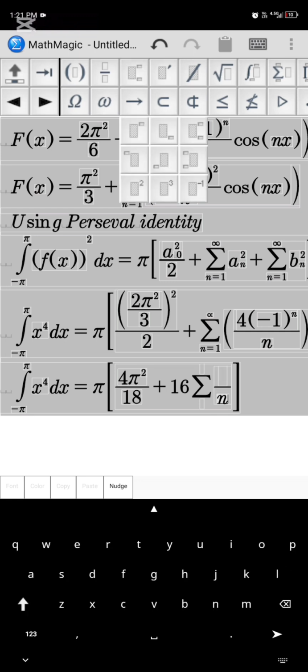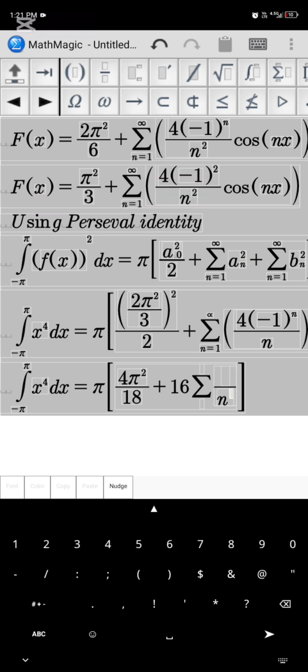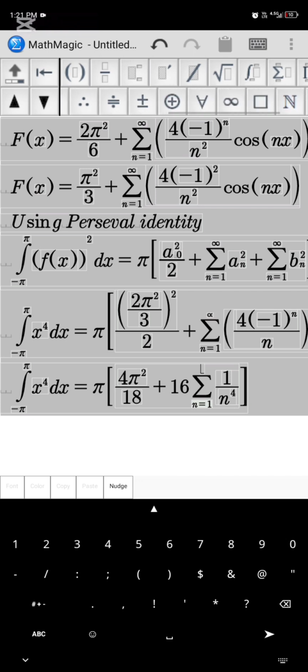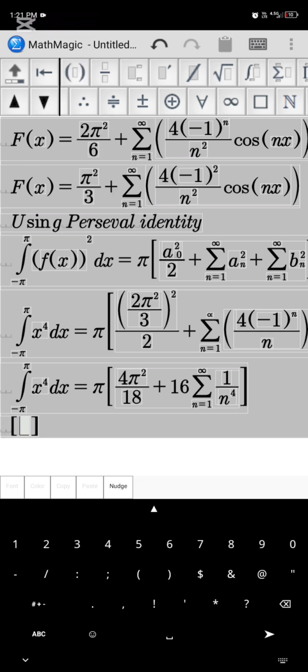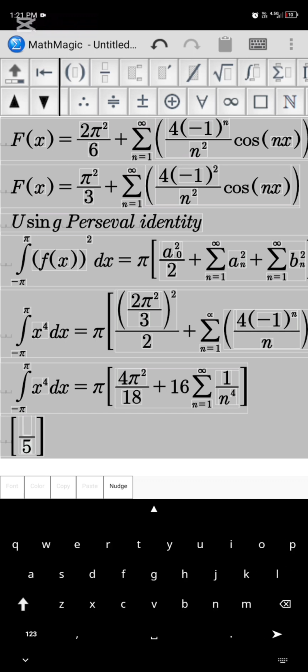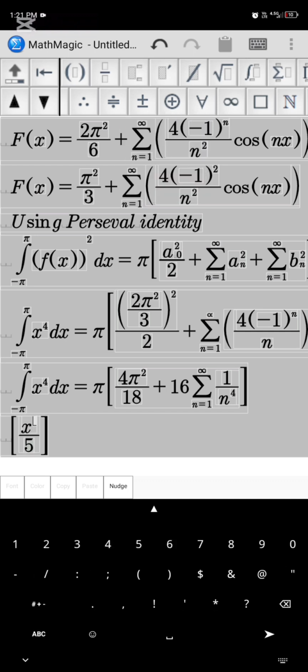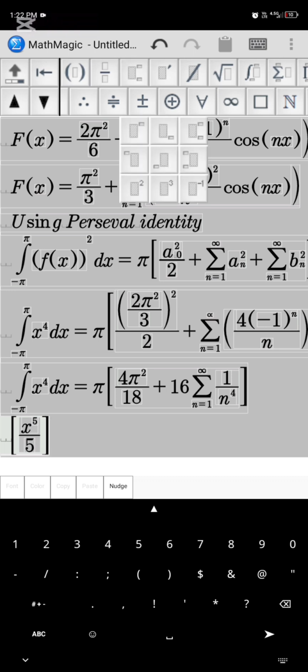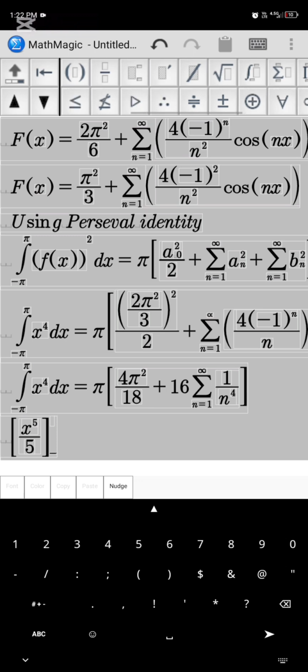Summation of 1 over n raised to the power of 4, where the summation is starting from 1 to infinity. Okay, so we have this now. If we integrate x raised to the power of 4, we're just going to get x raised to the power of 5 over 5. Then applying the limit from minus pi to pi.